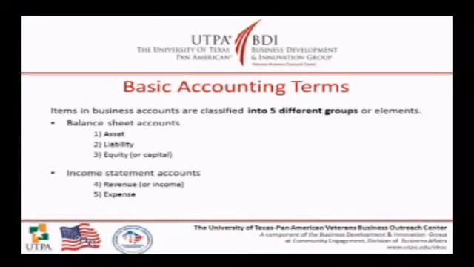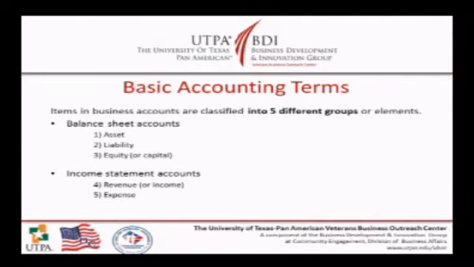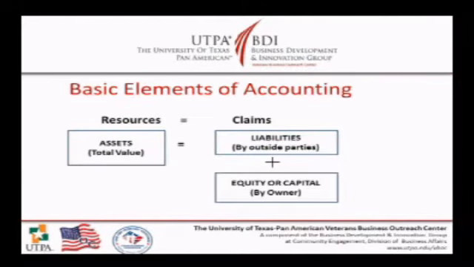So, some basic accounting terms that you need to know. Basically all types of accounting are broken down into 5 different groups. You have assets, you have liabilities, you have equity. On your income statement, you have revenue and expenses. So basically, this is the accounting equation.